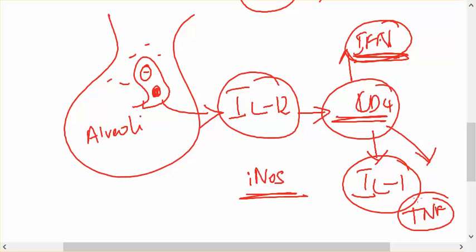Once again, I am taking the example of tuberculosis. Tuberculosis comes in the air and goes to the alveoli, and in the alveoli we have macrophages. The macrophage takes it up, but they cannot kill it, right? Why? Phagolysosomal fusion cannot happen. Immediately they stimulate the T lymphocyte, and the T lymphocyte releases interferon gamma. This interferon gamma helps them to do three things. What are they?